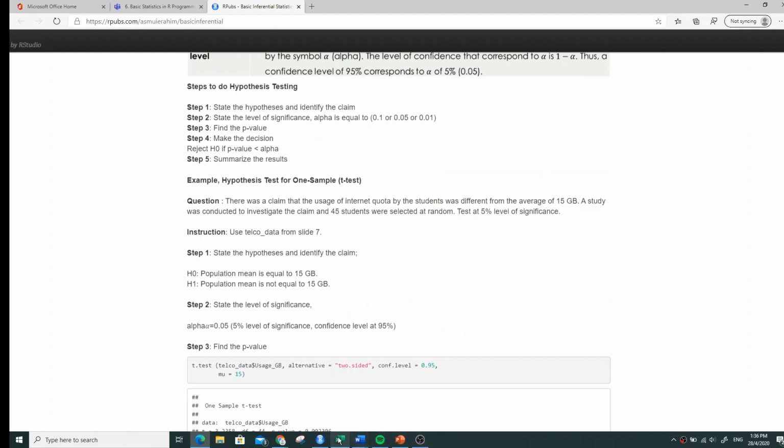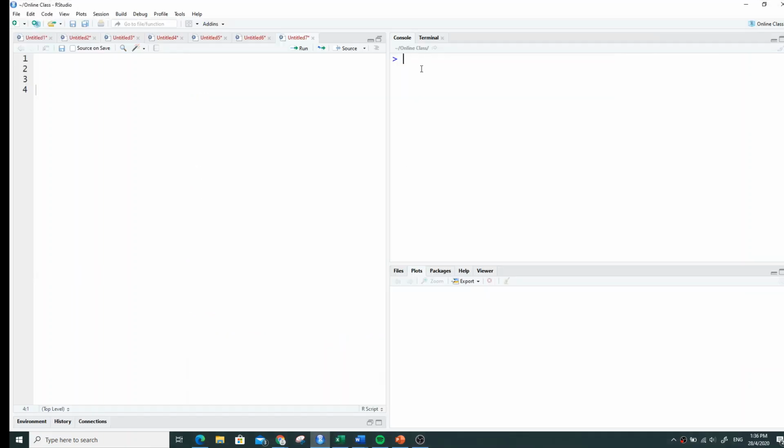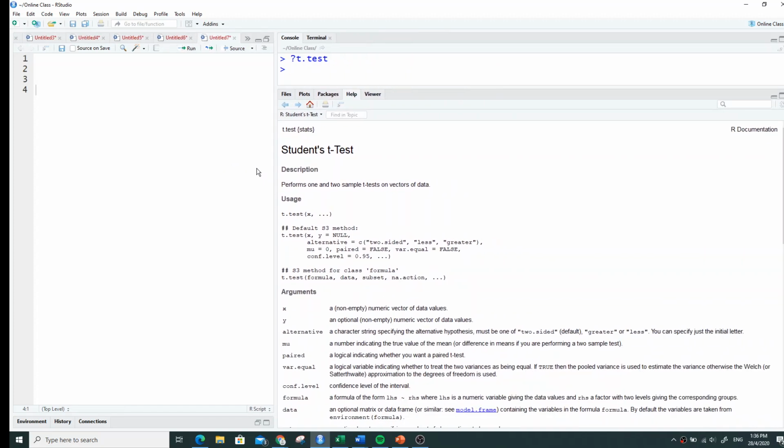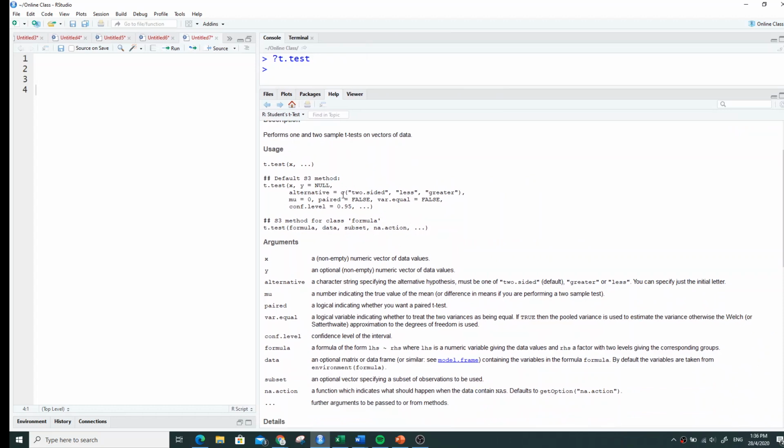So how can you know the general function for t-test? Just simply ask R here. R will give you this description. For the alternative, you choose either two-sided, less or greater. The mu here is the testing value: what is the value of the population mean that you want to test? And the confidence level depends on the alpha value that we choose.